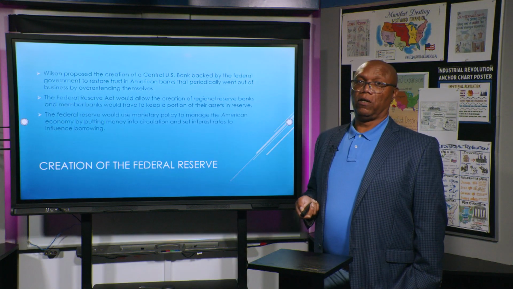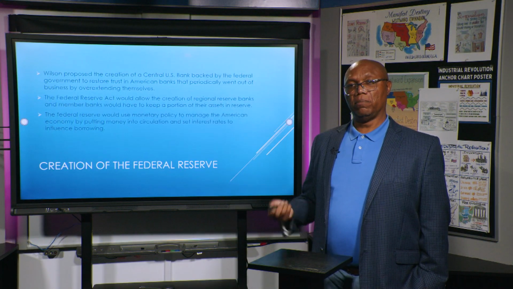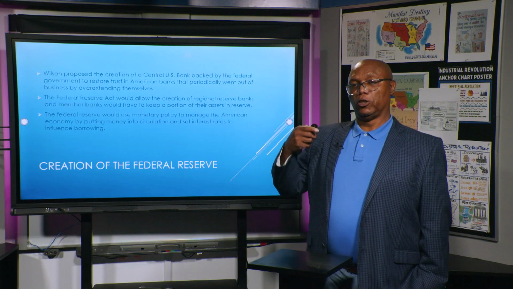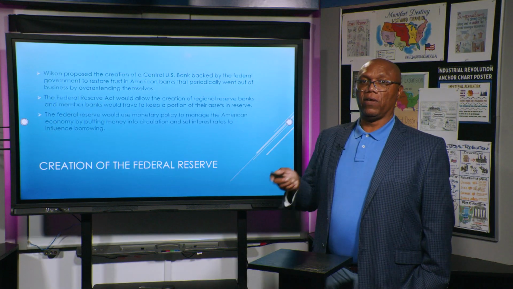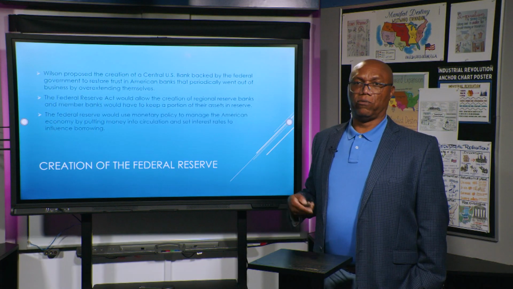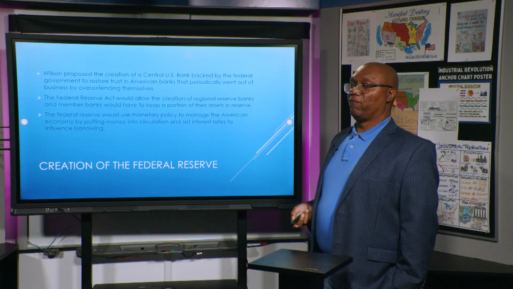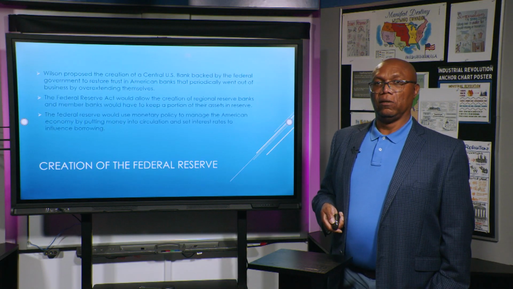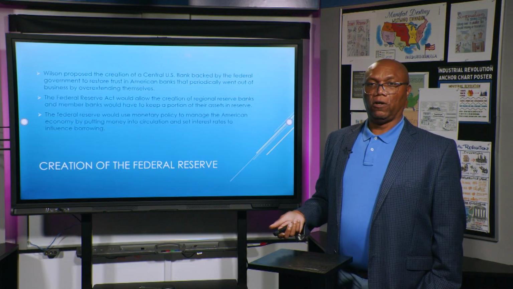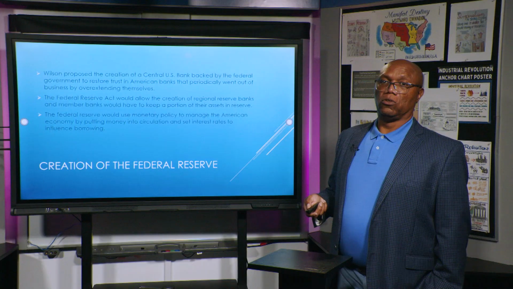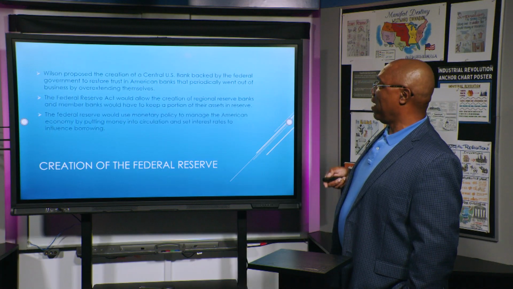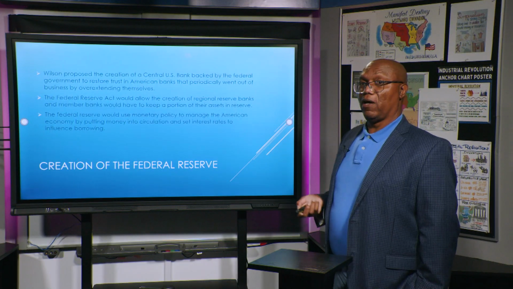The Federal Reserve would require that banks become members, and they would keep a certain amount of money in reserve in these 13 Federal Reserve banks, so that if hard times did come, they would have that money in reserve, and that money could be used to bail them out. One of the things that happens with the Federal Reserve, though, is that it also takes on the responsibility of setting monetary policy.